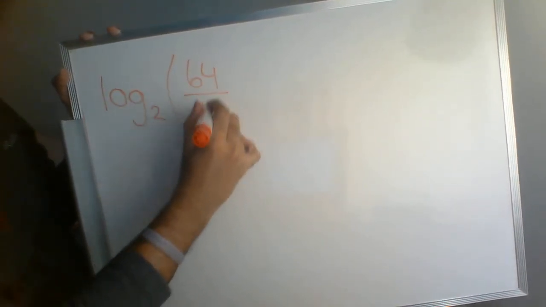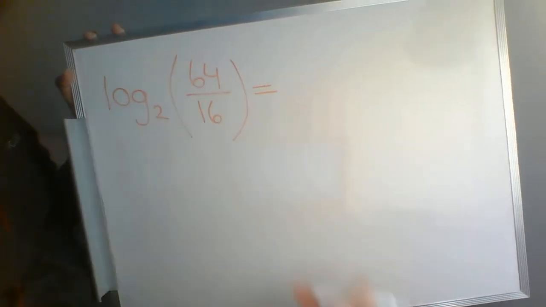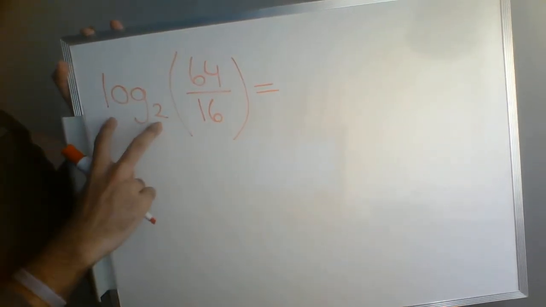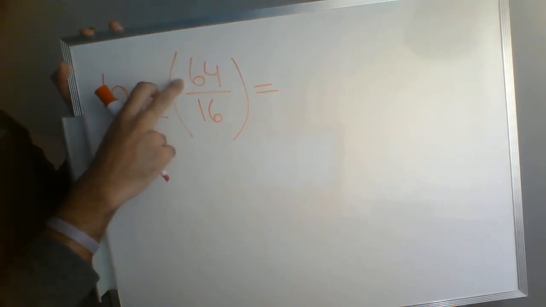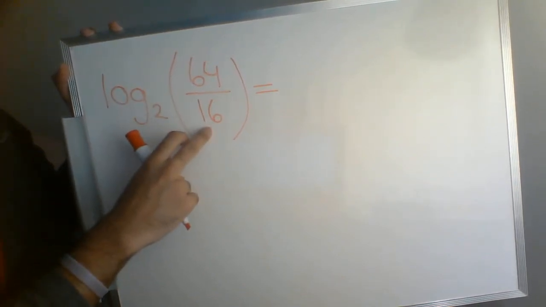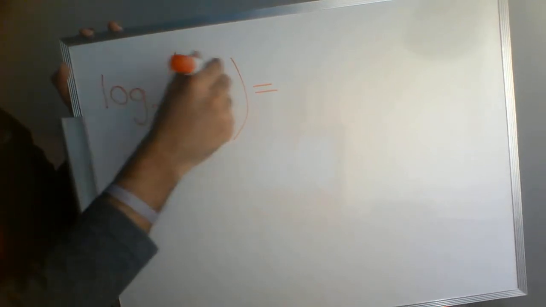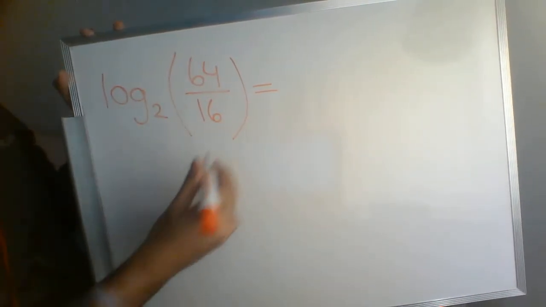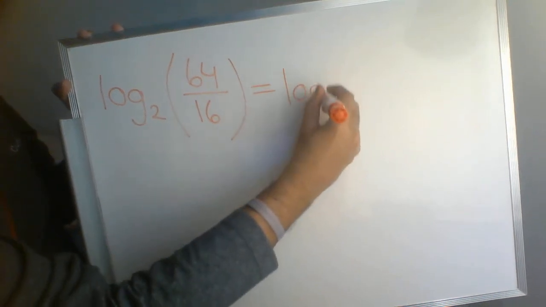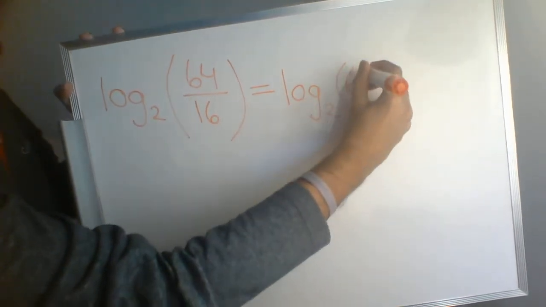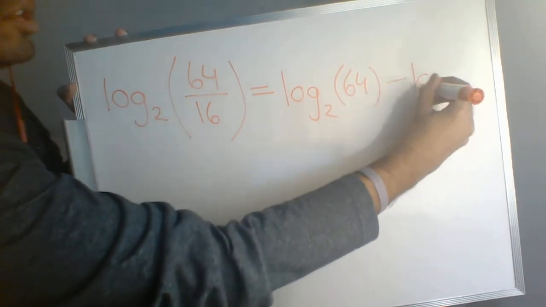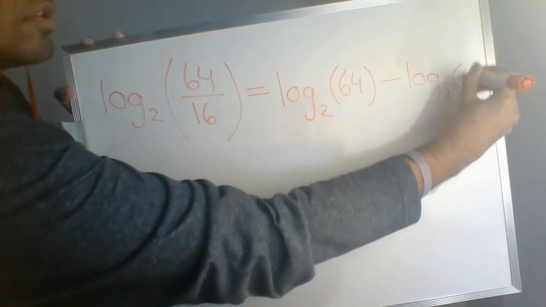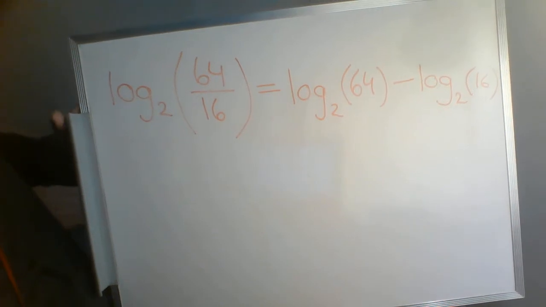So we'll start with a division one. We'll do log base 2 of 64 over 16. Now, if we follow the division rule, it's going to be log base 2 of the first one minus log base 2 of the second one. So log base 2 of the numerator minus log base 2 of the denominator is how we have to set this up. So it'll be log base 2 of 64 minus log base 2 of 16. That's how we have to set this up.